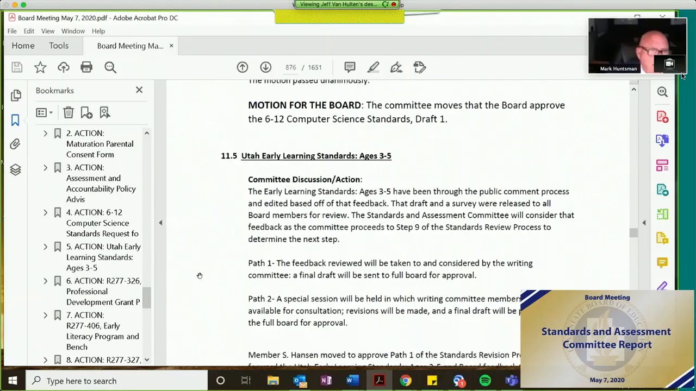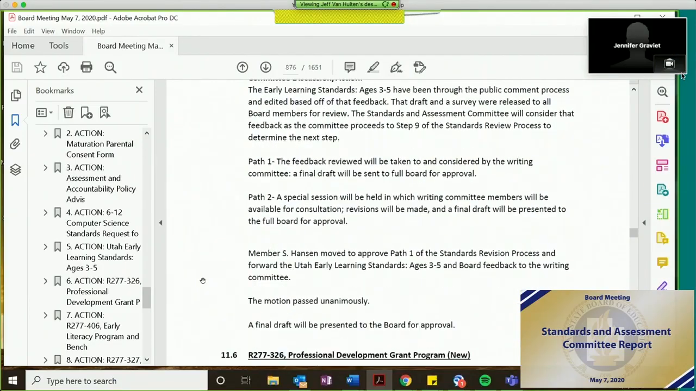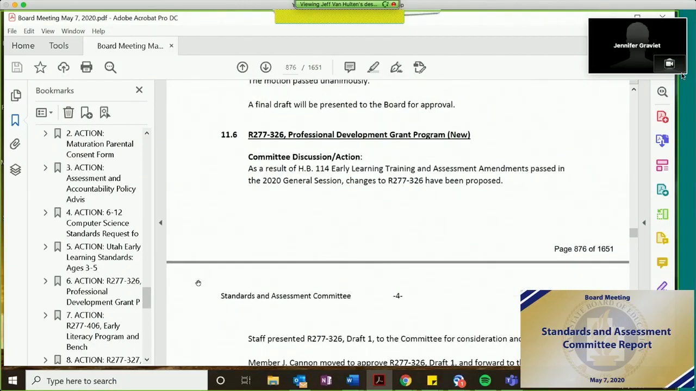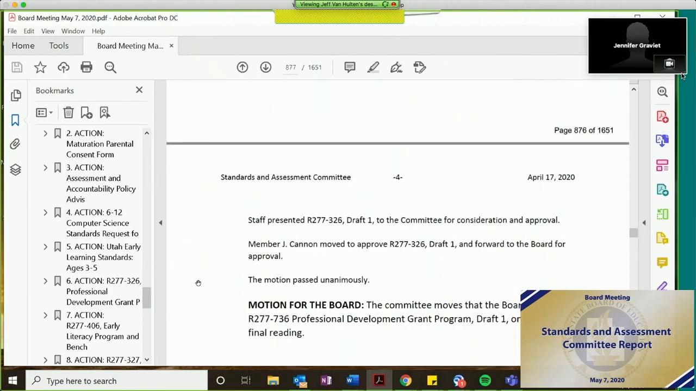Okay, the next actionable item is 11.6, R277-736, Professional Development Grant Program. This is new. The motion for the board is the committee moves that the board approve R277-736 Professional Development Grant Program, Draft 1 on second and final reading. Okay, the motion before the board is that the board approve R277-736 Professional Development Grant Program Draft 1 on second and final reading. Discussion to the motion?